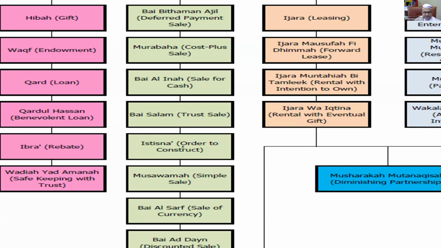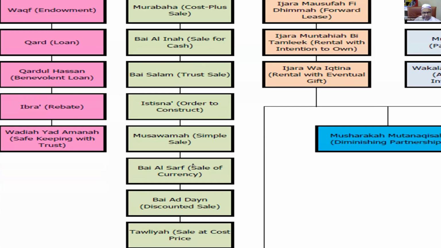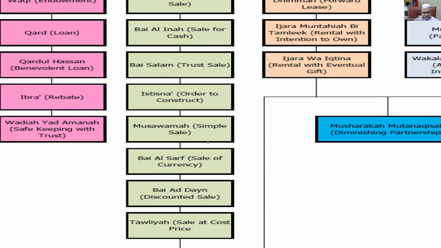Istisna is the manufacturing contract. You fix the price and you give the specification, and the guy will build a thing, maybe a house or an aeroplane or a ship, and then deliver to you at the price you specified. Musawama is just a simple sale. Bai as-sarf is the exchange of currencies.